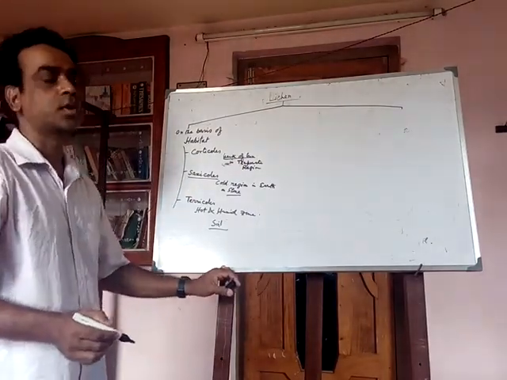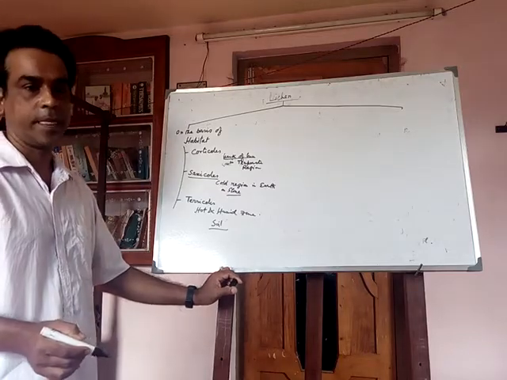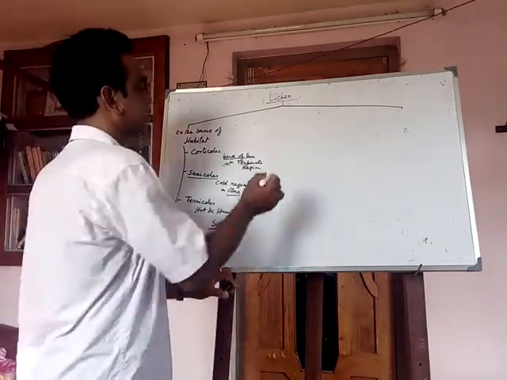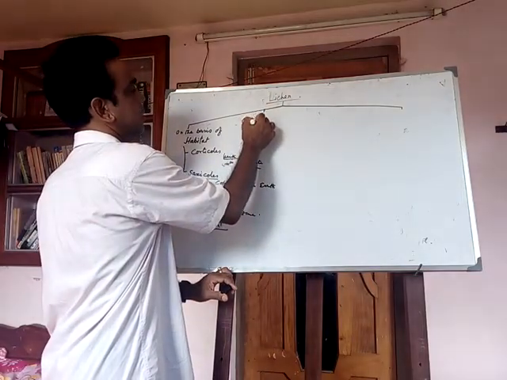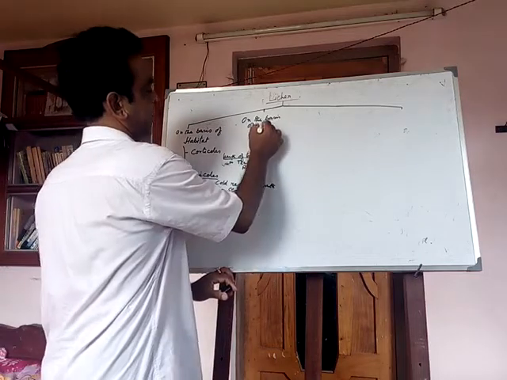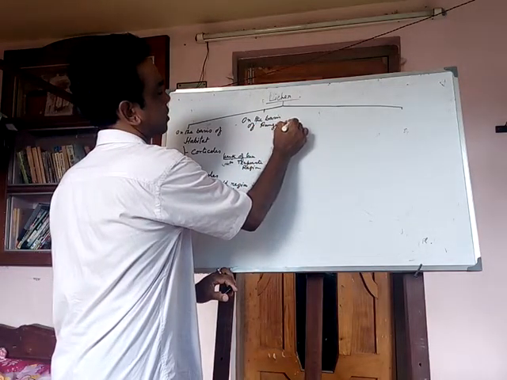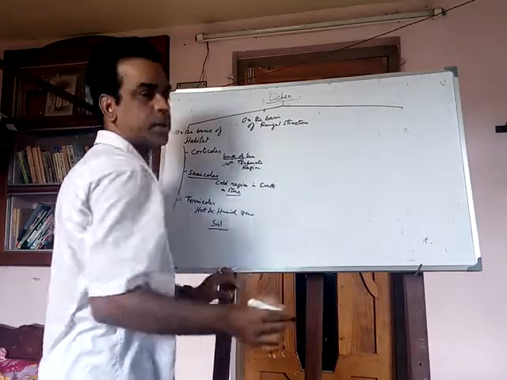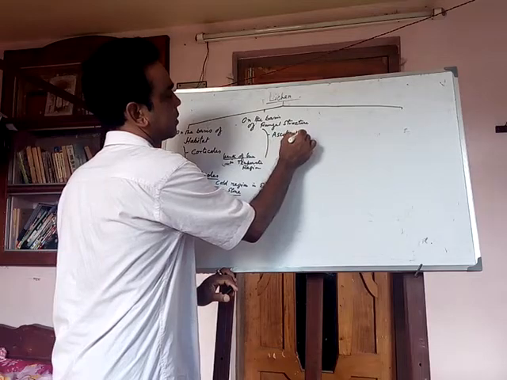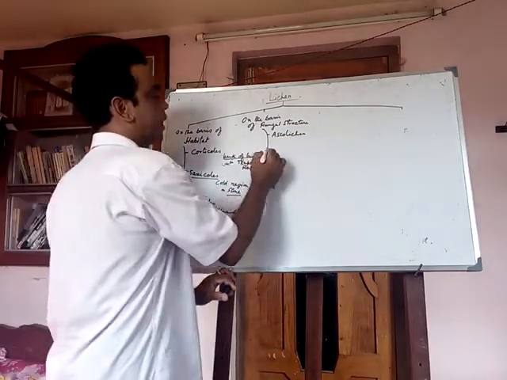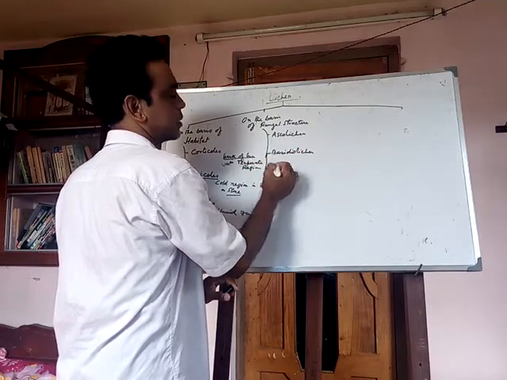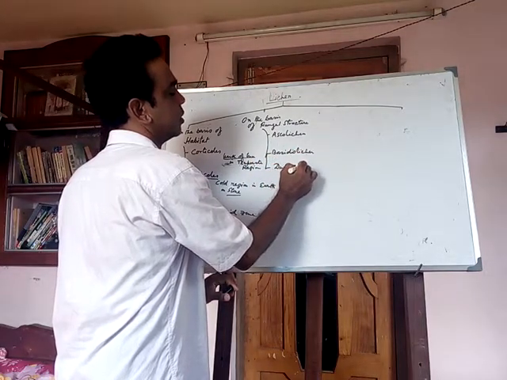Now we learn how many types of lichens are found according to the structure of the fungal bodies in the lichens. On the basis of fungal structure, there are ascolichen, basidiolichen, and deuterolichen.